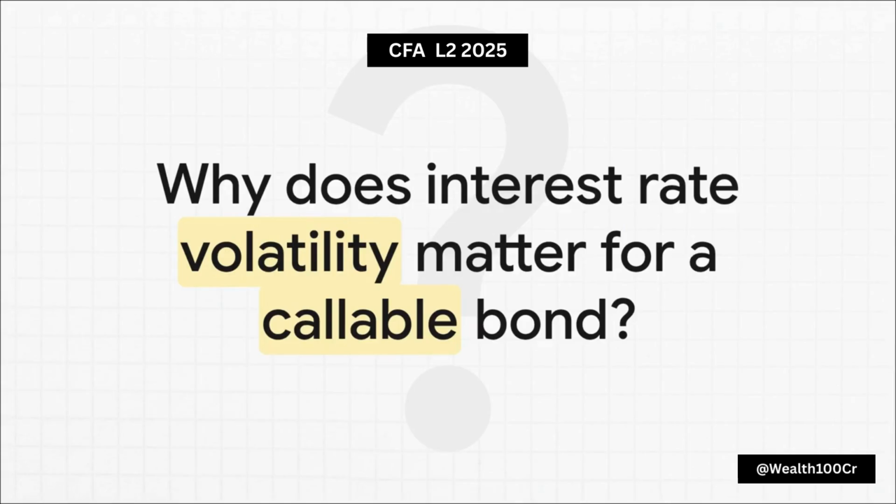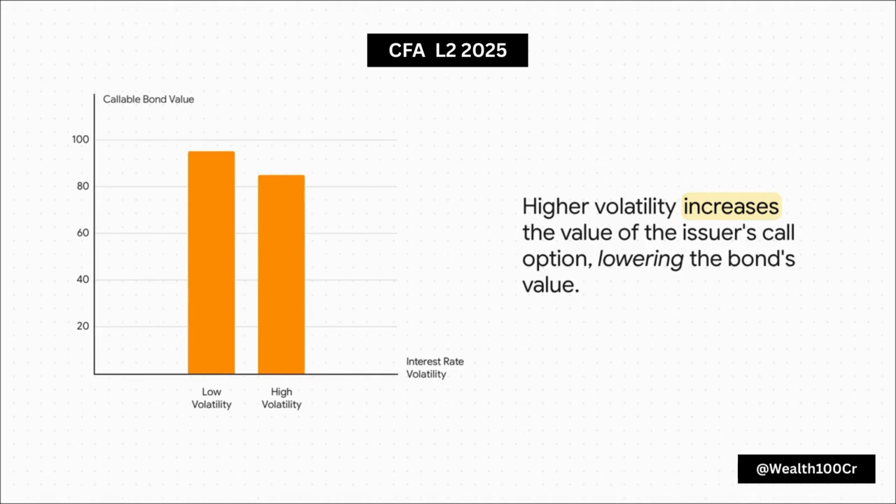So, how does volatility fit in? Well, here's the deal. The more volatile rates are, the bigger the chance they could suddenly drop. And if they drop, what does the issuer do? Bam, they call the bond. That makes their option more valuable. And since you're the one who sold them that option, well, a more valuable option for them is a worse deal for you. It lowers the value of your bond. So the big takeaway, if you own a callable bond, higher volatility is your enemy.